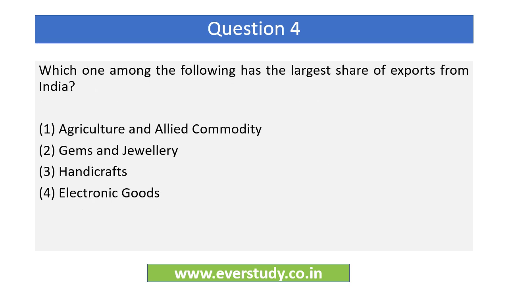Now let's move to the next question. Which one among the following has the largest share of exports from India? Options are agriculture and allied commodity, gems and jewelry, handicrafts, electronic goods.